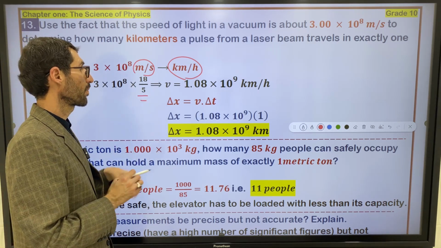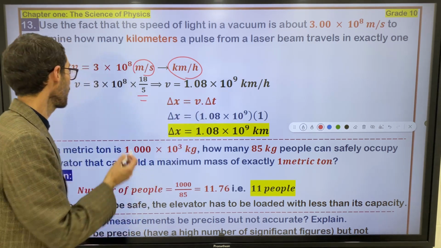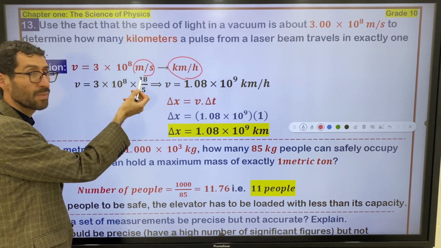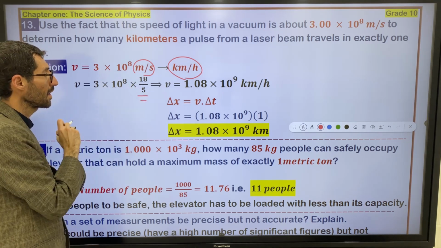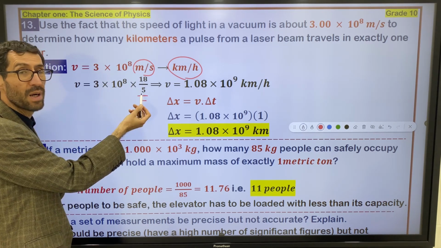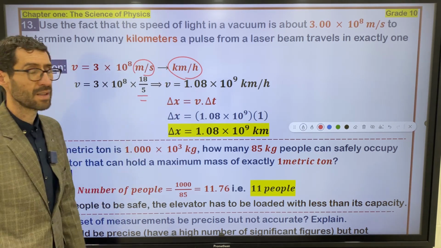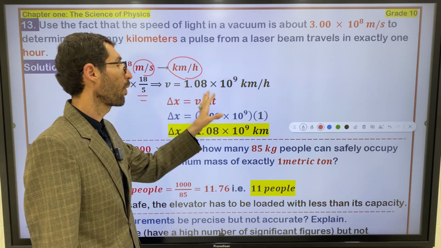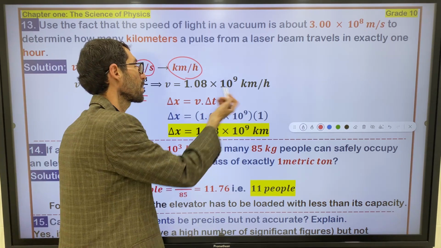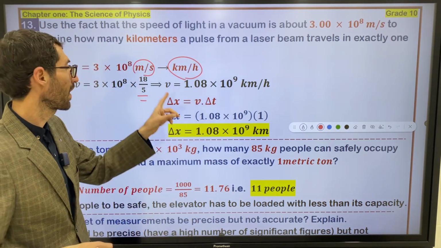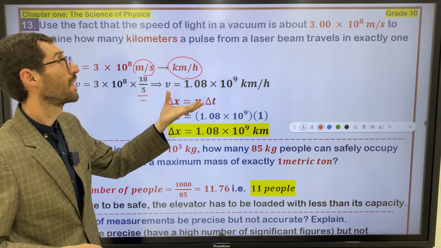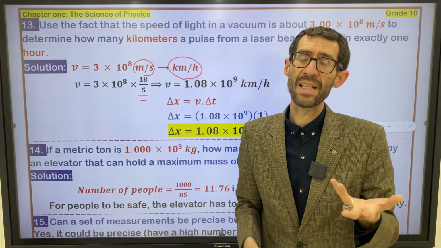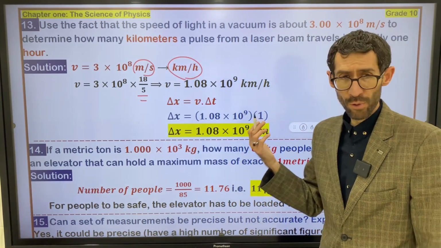Actually, this is the last answer. You have to multiply 3 by 18. After that, divide the answer by 5 and keep the exponent. The answer will be 1.09 times 10 to the power 9 kilometers per hour. Are we done? No, because we found velocity. But we are very close to the answer. We have only one step.